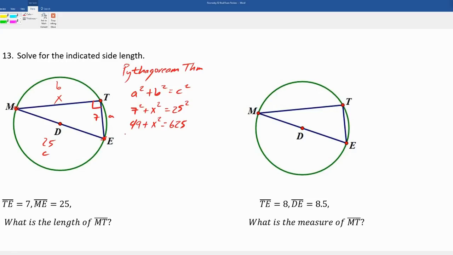How do you get rid of the positive 49? Subtract. Good old algebra. Algebra 1, I think even math 8 back in middle school. Then 625 minus 49, you should get 576. And then how do you get rid of a square? Square root, but what you do on one side, do the other. And you should get plus or minus 24. But since we're talking about geometry and we can't have a negative distance, 24 is the only value for MT. So MT is 24.